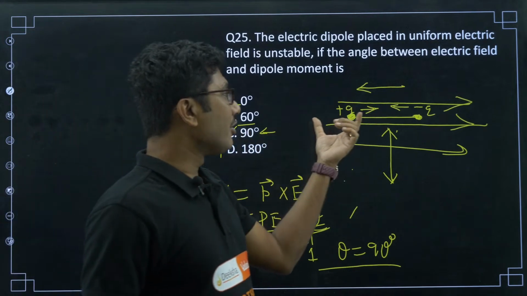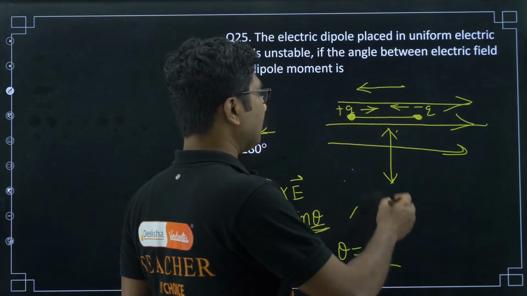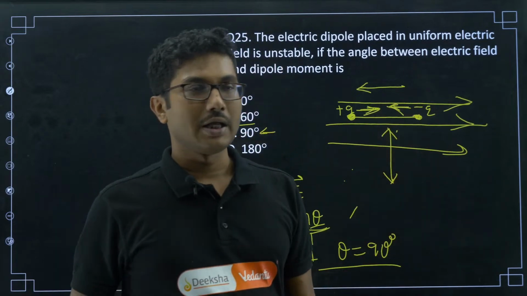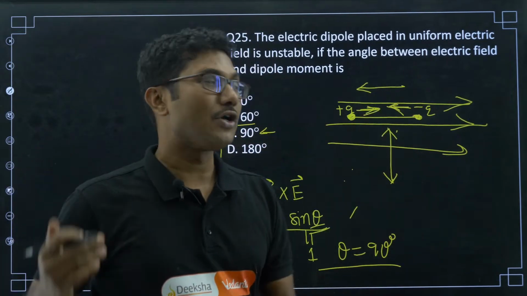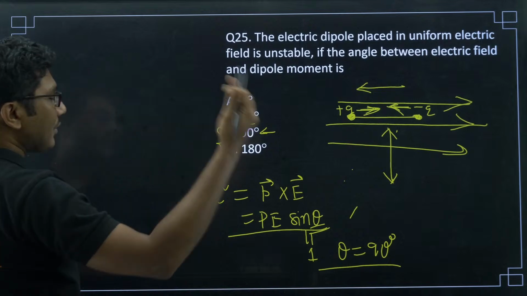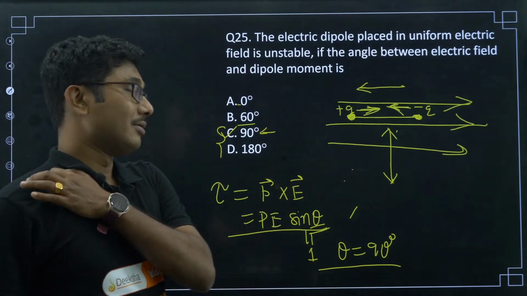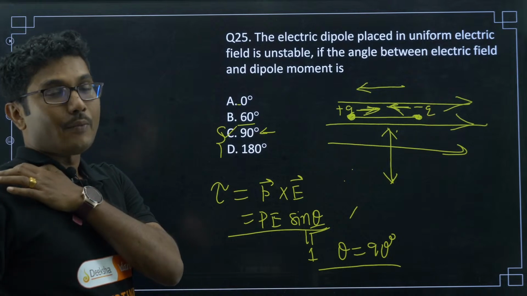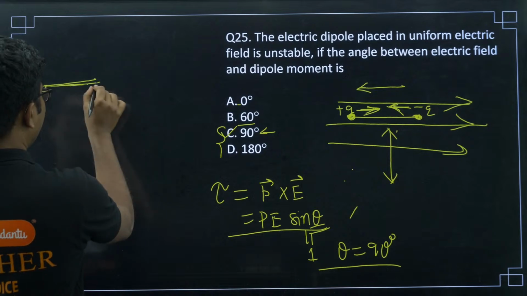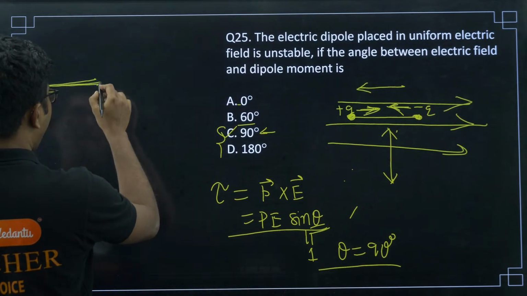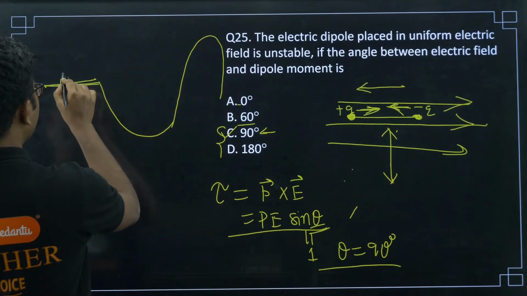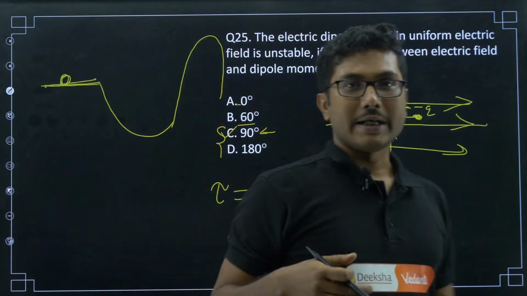One more thing, I made a mistake. Because it is a uniform electric field, these two forces will cancel each other. This is unstable equilibrium. You have learned there are three kinds of equilibrium, right? One is stable equilibrium, one is unstable equilibrium, and one is neutral equilibrium. Neutral position means even if you disturb it, it does not change.